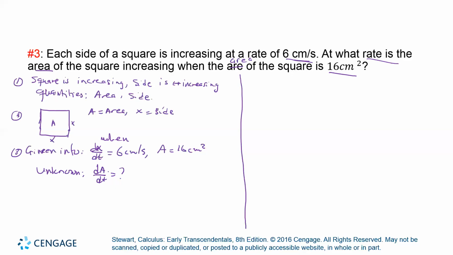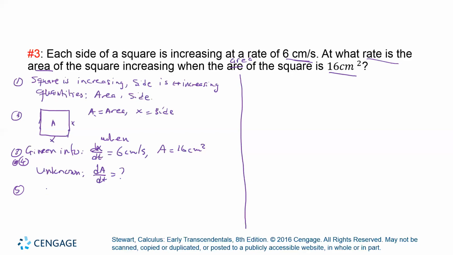Then step 4 says express the given information and the required rate in terms of derivatives. So we combine both step 3 and 4 together. Now let's go to step 5. It says write an equation that relates all quantities involved. Now we want to write an equation involving A, x, dx/dt, and dA/dt.